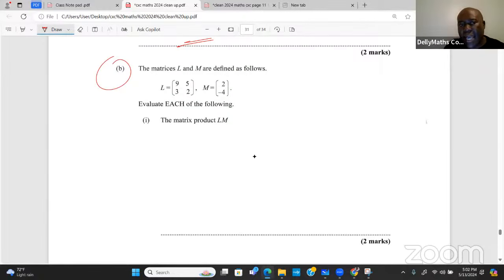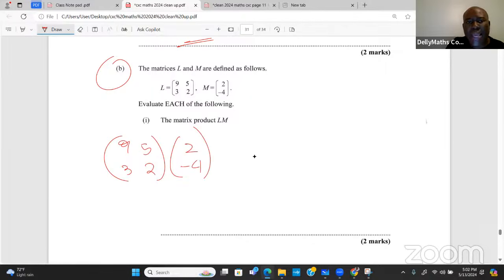It says the matrices L and M are defined as follows. So we're looking at L and M. They want us to evaluate the product. All right. So 9, 5, 3, 2. Remember, when you multiply matrices, it's always row by column. So this is L and this is M, right? I'm going to highlight row 1, row 2, column 1. I'm going to label them as well. Row 1, this is row 2, and this is the only column that I have.